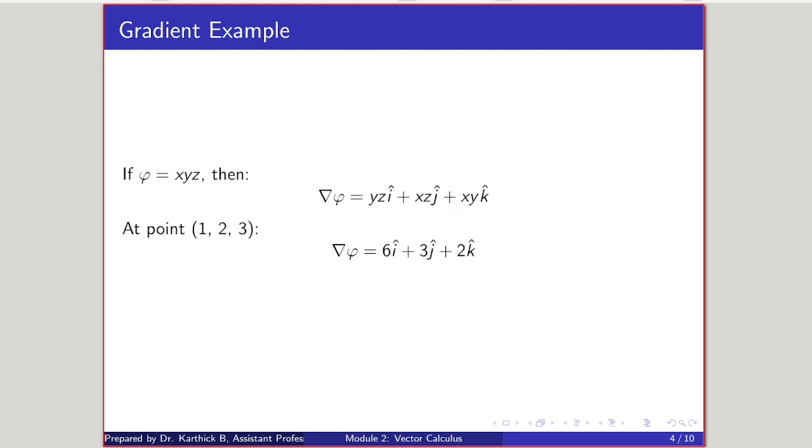If I am asking for any specific point, 1 comma 2 comma 3, we will substitute the values x equal to 1, y equal to 2, z equal to 3, whatever values they have given. So yz is 2 into 3, 6. xz is 1 into 3, 3. Then xy is 1 into 2, 2. That's all. This will be the gradient at the specific point 1 comma 2 comma 3.